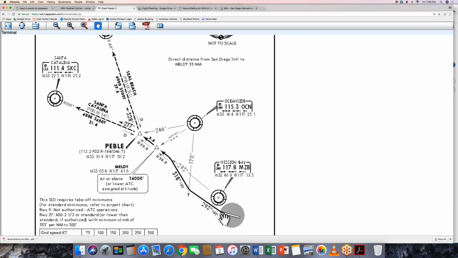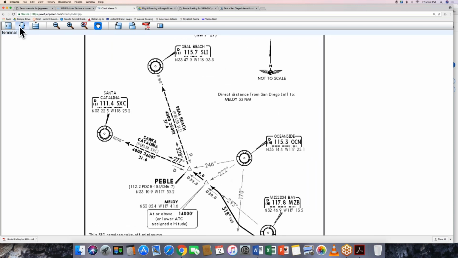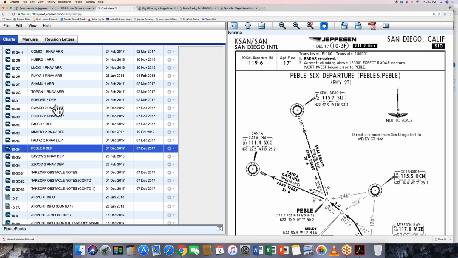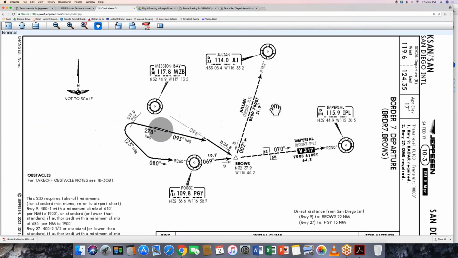The difference being is that this is a straight out departure. The other one was taking off the other direction, coming back. So we've looked at all of the ground-based departures, and we're not finding one that necessarily points us in the right direction.